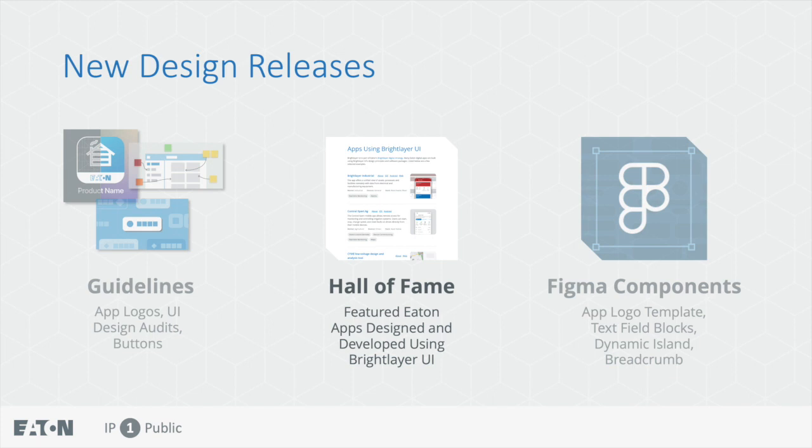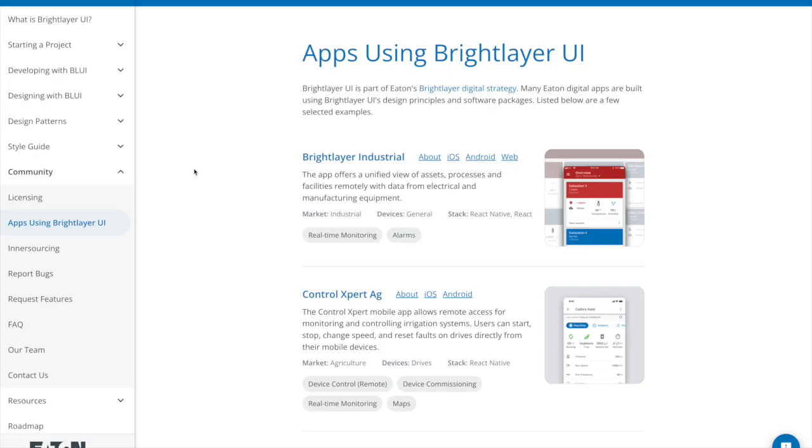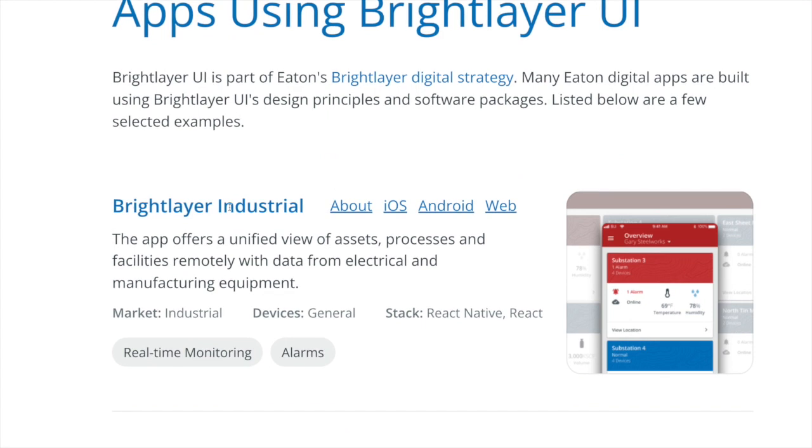The second item on our release list is this Hall of Fame page. This is a web page featuring a list of Eaton applications designed and built using Brightlayer UI. Take the first item, for example, Brightlayer Industrial. Here we list out its name, Brightlayer Industrial, the product about page.